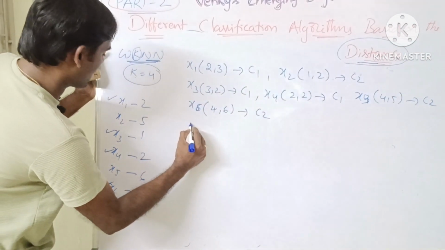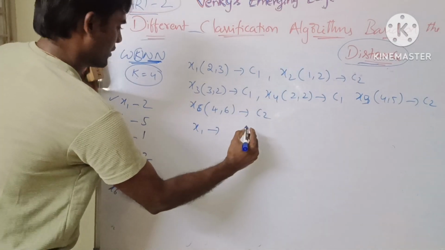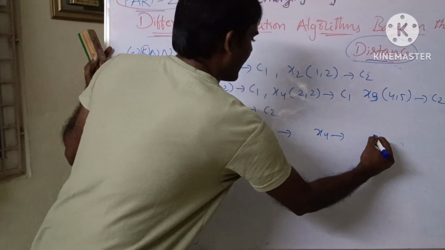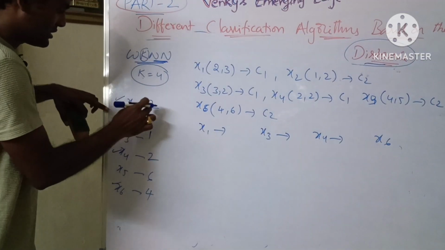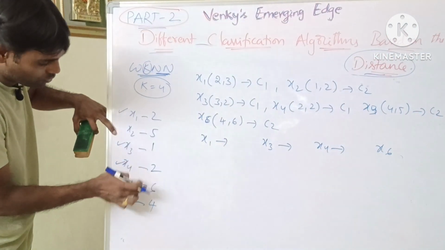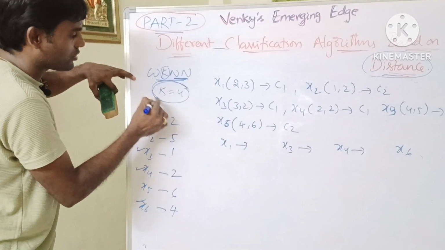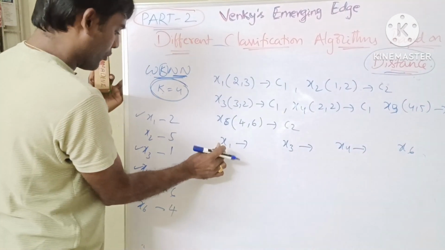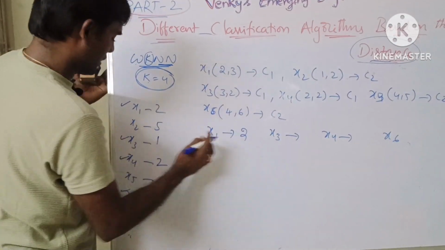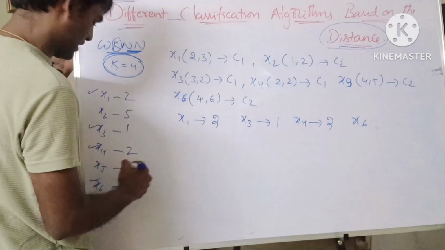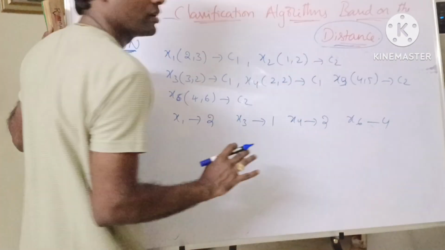Is it clear? What are the samples? x1 sample, x3 sample, x4 sample, x6 sample. So these have very small distances: 1, 2, 2, 4 only. So why did I select 4? In weighted KNN, K is also one of the main factors. What is the x1 distance? 2. x3 distance? 1. x4 distance? 2. x6 distance? 4. Is it clear?